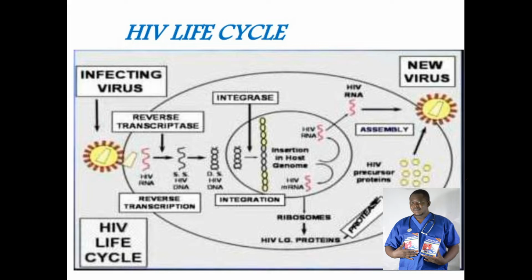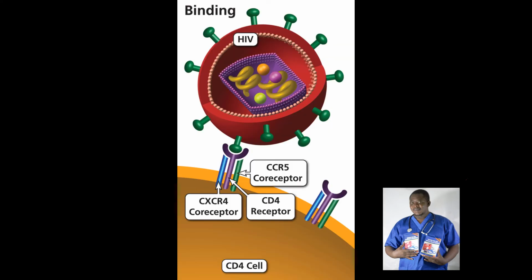stage 6. Stage 6, budding. Budding. The newly assembled virus pushes out. So when it pushes out, a bud is formed, to show that now the virus is coming out. So a bud is formed from the host cell.